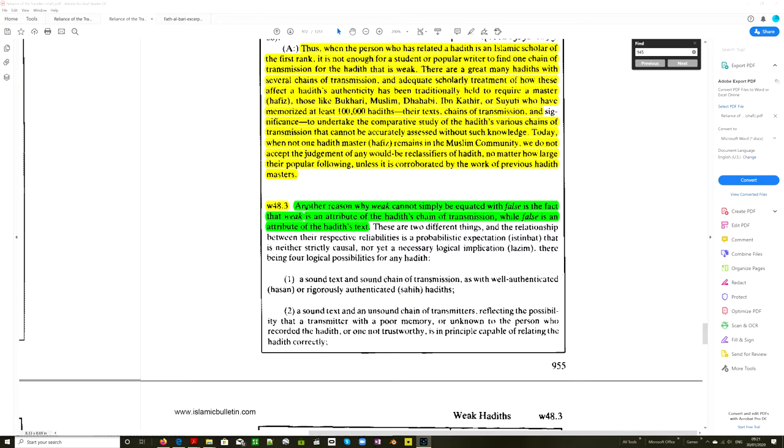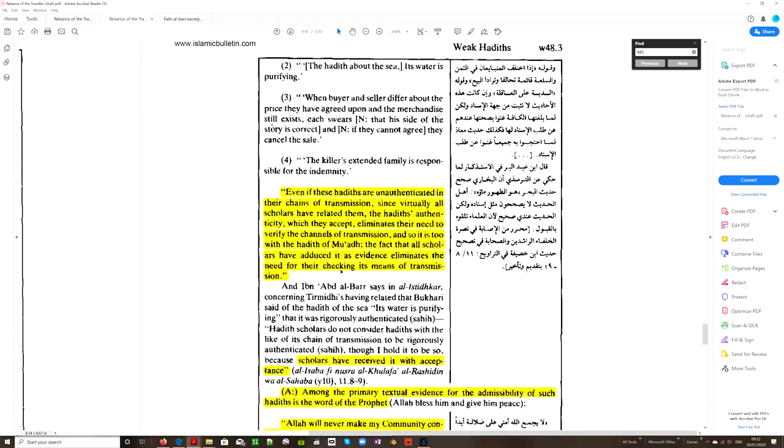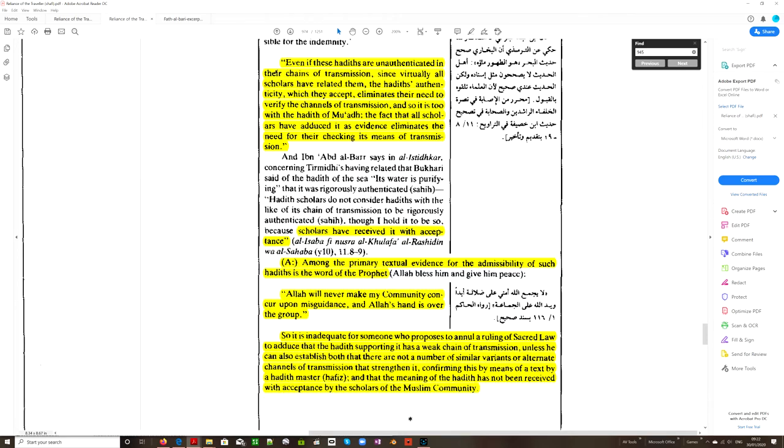Weak is simply the fact that you cannot necessarily strictly verify the chain of transmission. It does not refer to the actual content, the actual text of the hadith. These are two different things, and the relationship between their respective reliabilities is a probabilistic expectation. Now, this is the official scholarly view. Let's have a look at my final reference from this book.